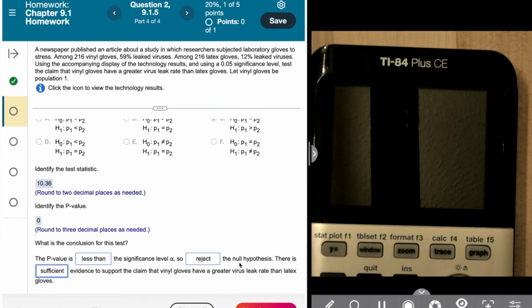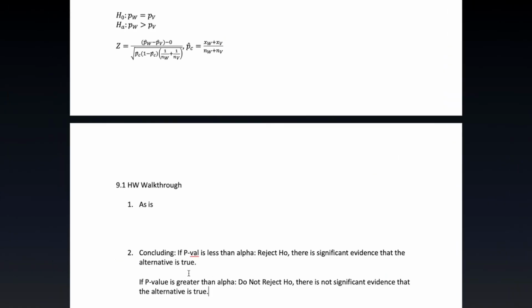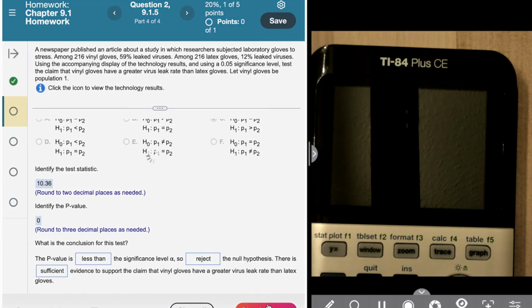And again, there it is with context, but the main thing is that the p-value is less than alpha, so we do reject because there is sufficient or significant evidence. So you say those 3 things at the same time, or you logically switch them. The p-value is greater, we do not reject. There's not significant or sufficient evidence that the alternative is true.